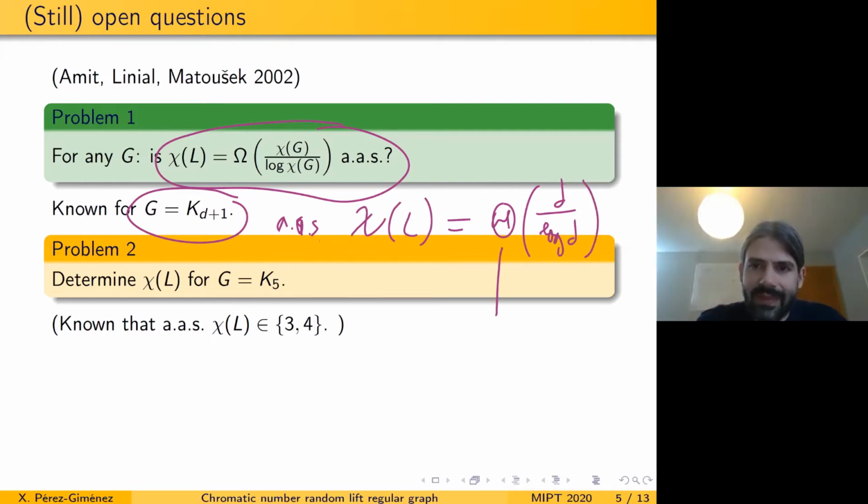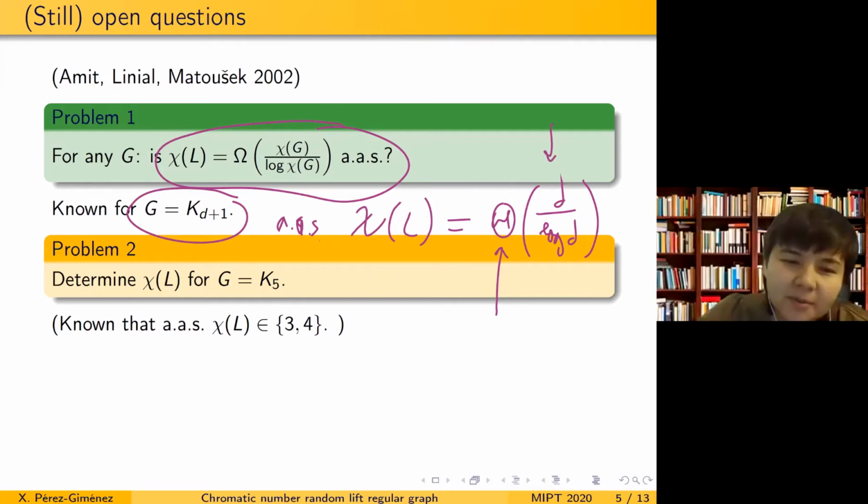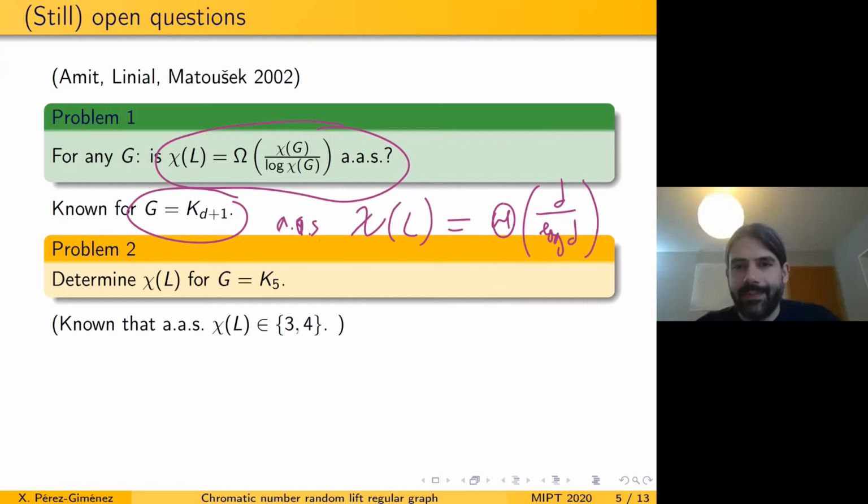And here this theta is maybe not a very good notation, because these are constants, these are fixed. What I mean is that I can place here a constant C and get an upper bound, and place a constant C prime and get a lower bound. That's what I mean by this theta. What constant do you expect? Oh, in fact, that's what we do in this work.